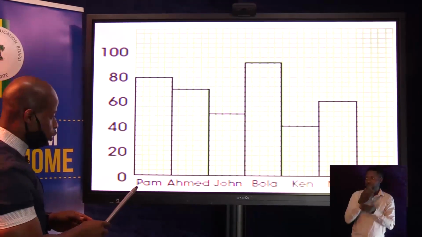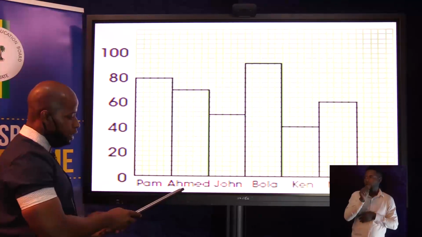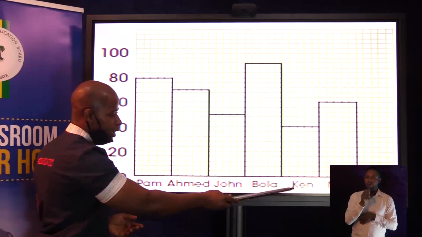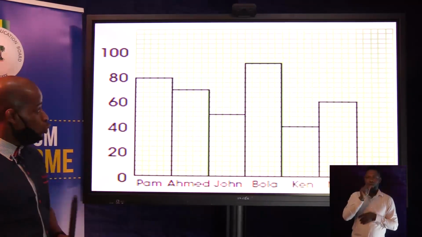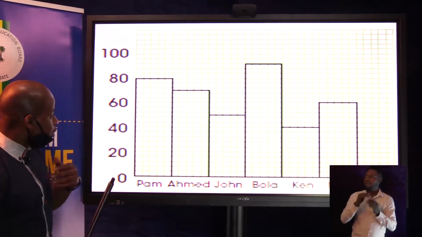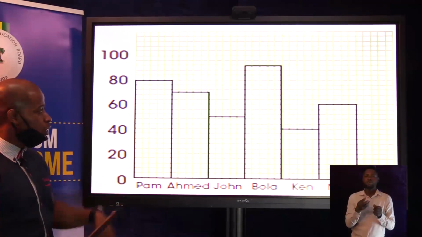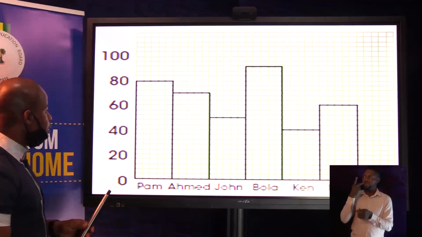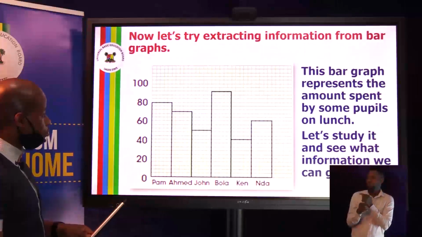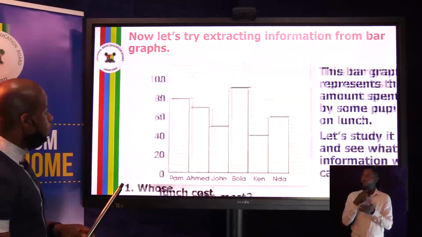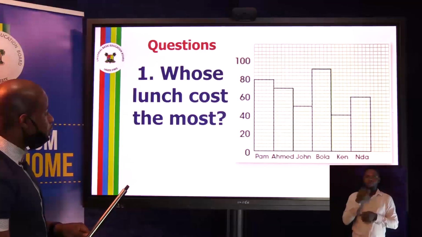So we are seeing some children here. We have Pam, Ahmed, John, Bola, Ken, and Unda. There are 6 pupils, and these bars are representing the amount of money that each of them spends. Now let's go back to that previous thing and see what the questions are saying. What are we supposed to answer from this?